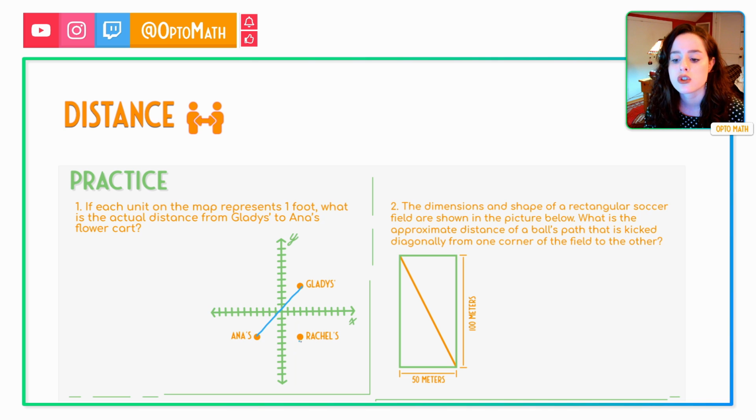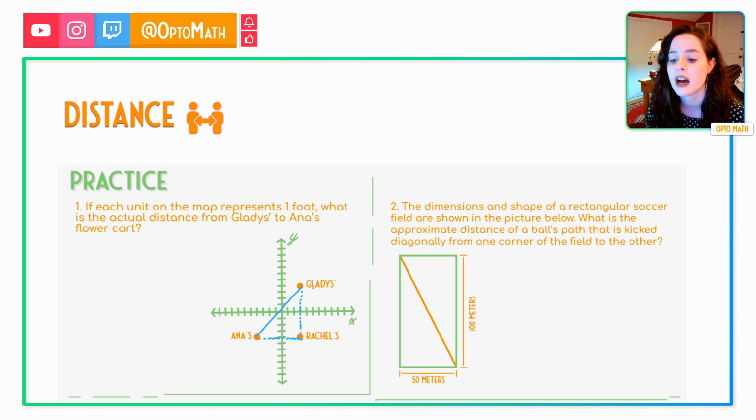We can see that Rachel's looks like it forms a 90-degree angle with Gladys's and Anna's. So it's going to be helpful if we want to use the Pythagorean Theorem, which is what I would probably use here. But the distance formula works either way.